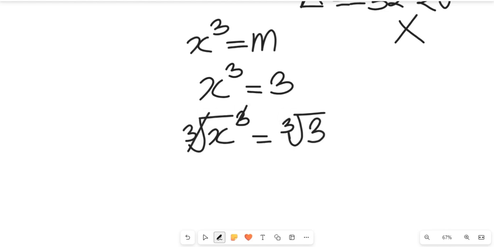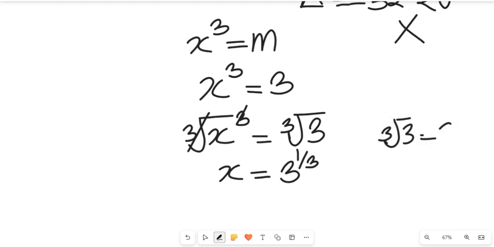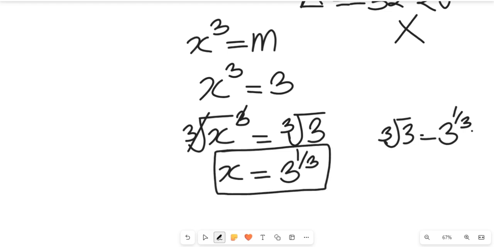So this gives us x equal to 3 to the power of 1 divided by 3. Recall that the cube root of any value is equal to that value to the power of 1 divided by 3. Fine. So 3 to the power of 1 divided by 3 is the solution that satisfies that exponential equation above. Now let's do something.